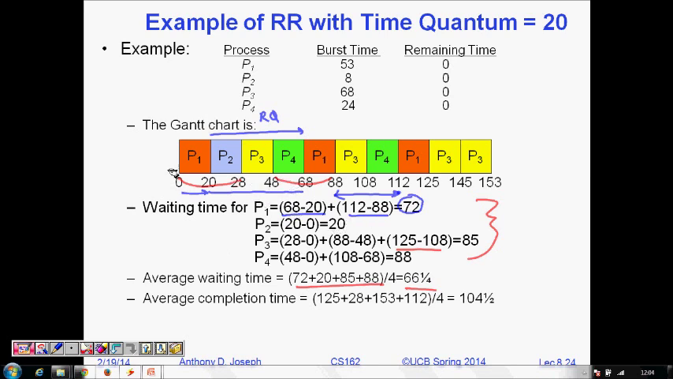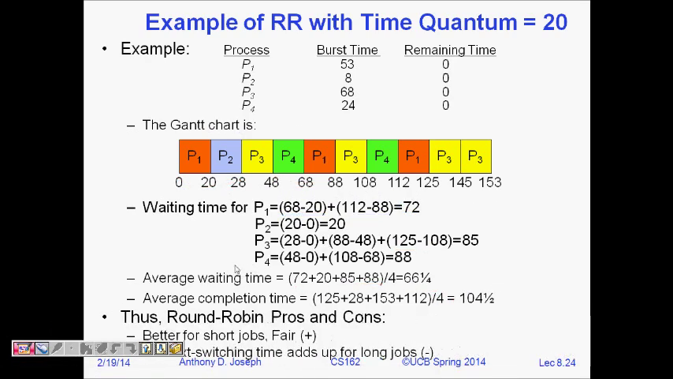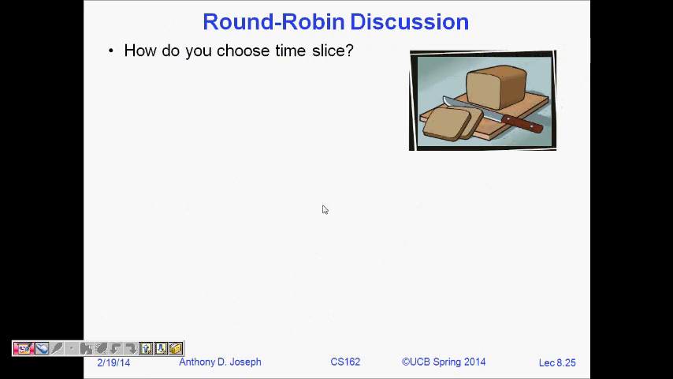And average completion time: when do they complete? P1 completes at 125, P2 completes at just 28. So in round robin also, if something has a smaller time unit, its response time will be lower. Then P3 completes at 153, P4 at 112. So the average time is 104.25. So this is for round robin. Round robin is better for short jobs, and context switching has to be added.